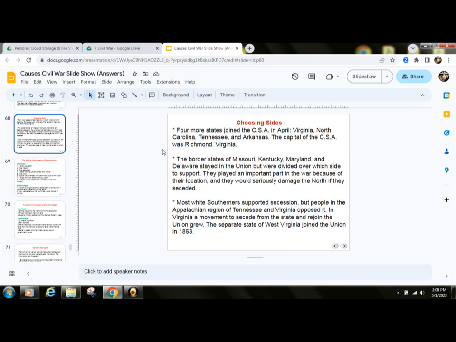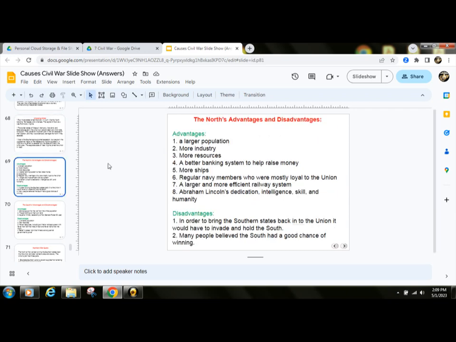They played an important part of the war because of their location, and they would seriously damage the North if they seceded. And many of these states that were border states stayed in the North, and they were slave states. Most white Southerners supported secession, but people in the Appalachian region of Tennessee and Virginia opposed it. In Virginia, a movement to secede from the state and rejoin the Union grew. The separate state of West Virginia joined the Union in 1863.